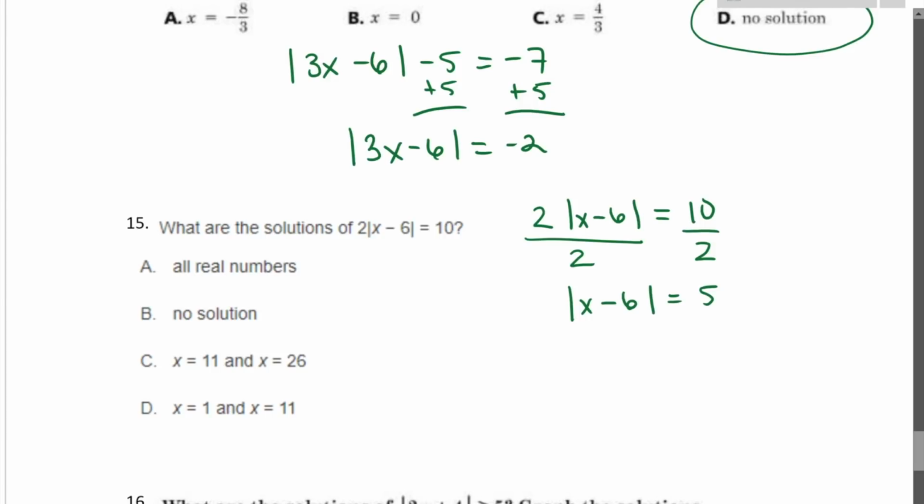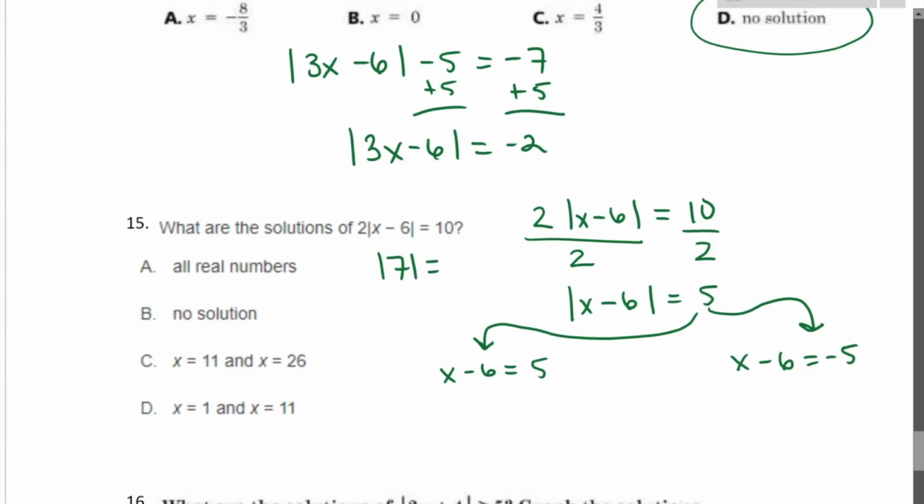So now I need to separate my answers. One of my answers is going to be x minus 6 equals 5. The other answer is going to be x minus 6 equals negative 5. Remember, when we have absolute values, the absolute value of 7 is 7, and the absolute value of negative 7 is still 7. So one of your answers has to be a positive, one of them has to be a negative. Let's finish this problem. Add 6. Add 6.